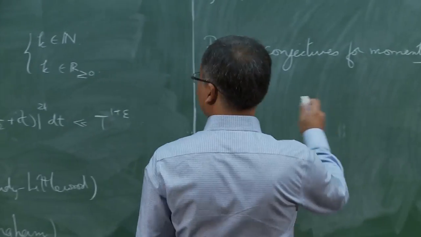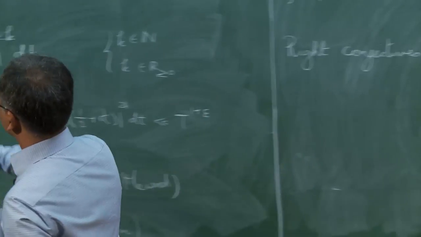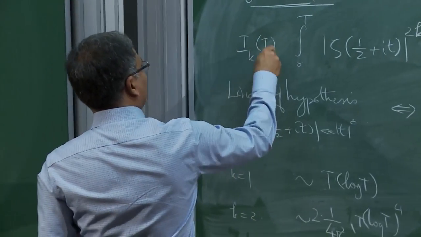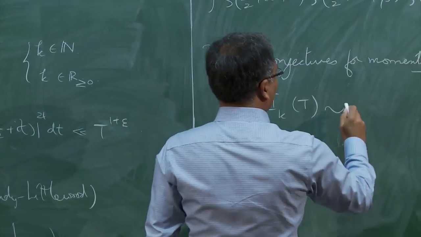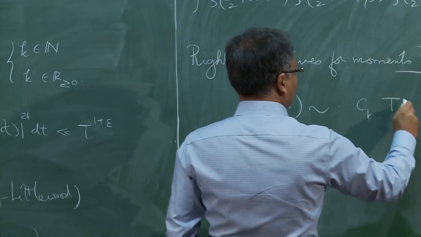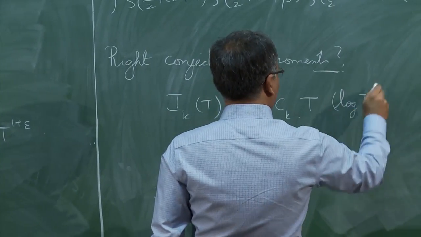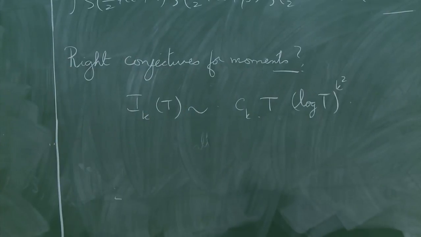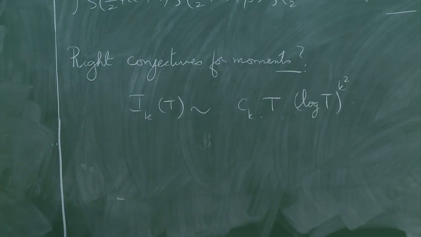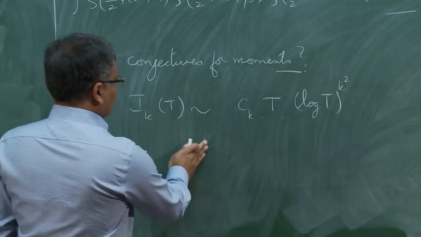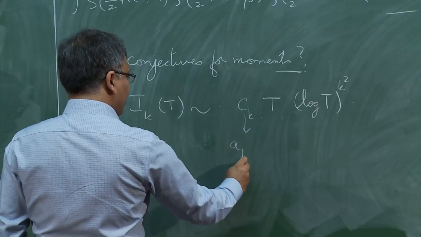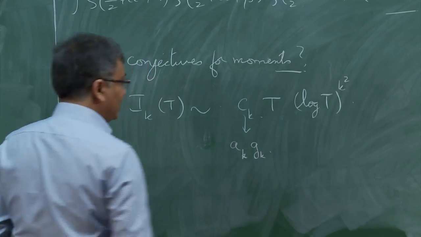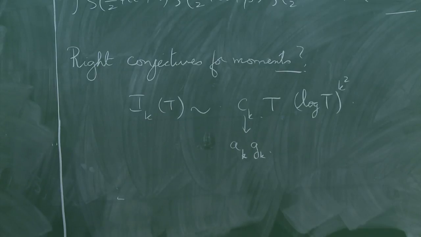There was a folklore conjecture that the 2kth moment, let me give this a name just to stop writing it all the time, is asymptotic to some constant times t log t to the k squared. And then maybe in the early 80s, there was a suggestion by Conrey and Ghosh that this constant CK factorizes nicely as the product of two constants, AK and GK.